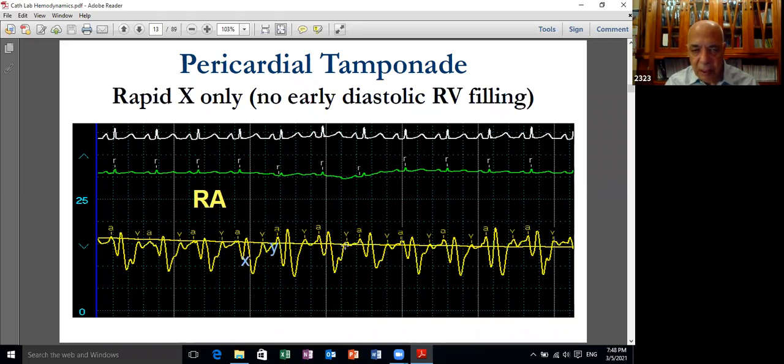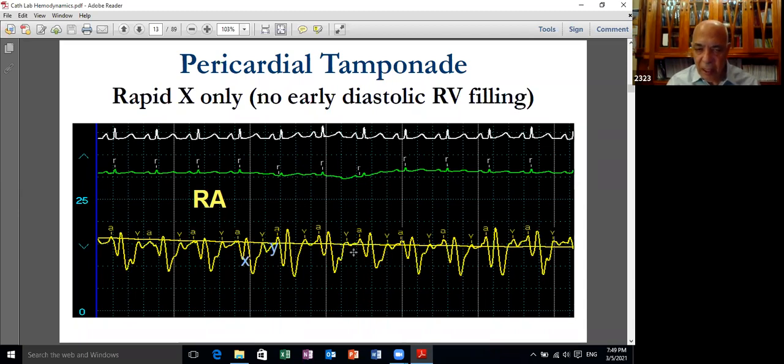This is in contradistinction to the situation in constrictive pericarditis. When the tricuspid opens in constrictive pericarditis, the ventricle is ready for reception of the early diastolic filling of blood because there is no immediate constriction around the heart. So you can imagine the pericardial effusion that's generating a tamponade as if it is a tight band around the ventricle. So immediately after opening the tricuspid valve, the right atrium is looking into a compressed right ventricle.